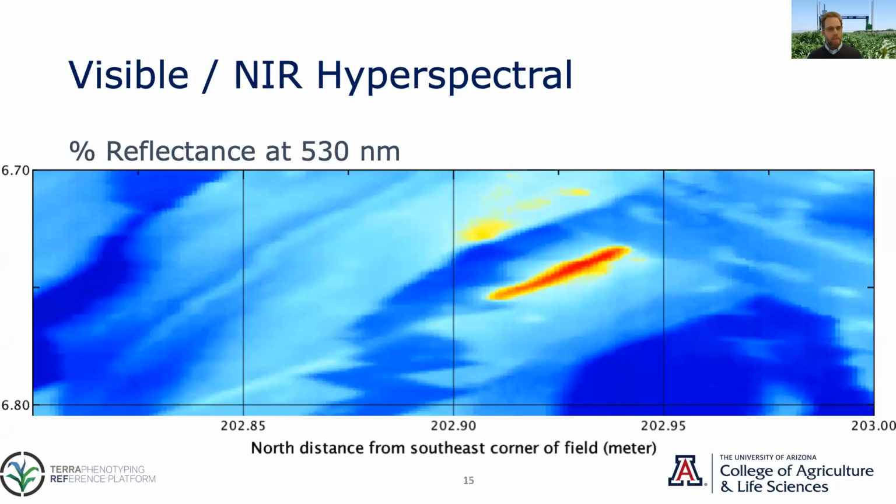This is an example of our visible and near-infrared hyperspectral data in the green wavelength. You can see the units on the two axes are in meters. That's relative to the field. And each pixel is about 1 millimeter in sampling distance.